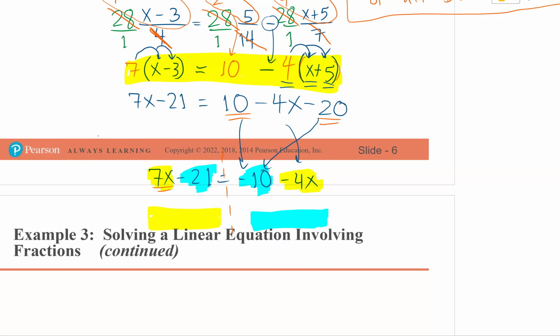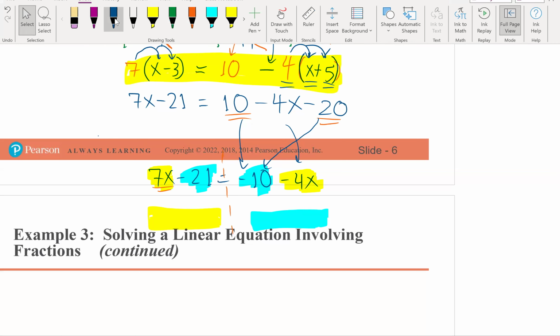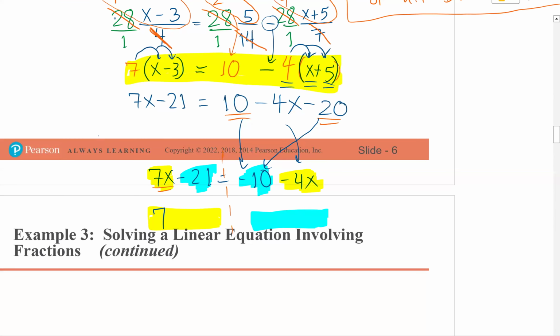I'm going to just copy him down, 7x. You are already on the correct side of the equation. Good job, dude. And same thing with this -10. I said I want all my constants on the right side, so he's already good. It's the other two terms I need to move.